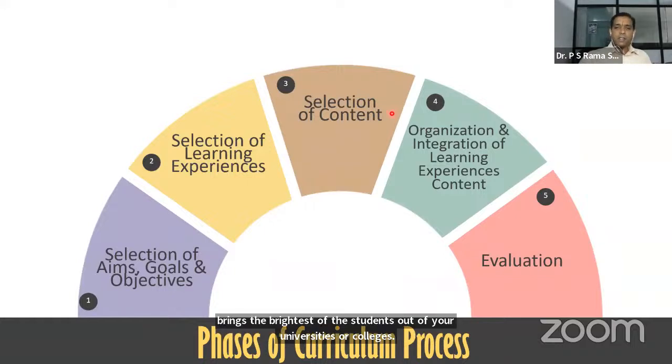So what are the different phases of the curriculum process? Selection of aims, goals, and objectives. I'll go into detail of this. Selection of learning experiences, selection of content, then organization and integration of learning experiences, and then evaluation. Right? All these five constitute the different phases of the curriculum process.